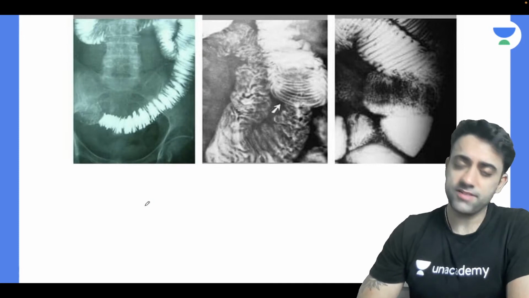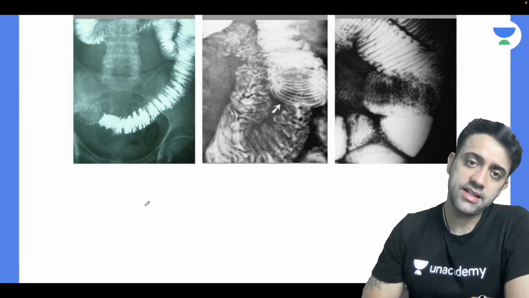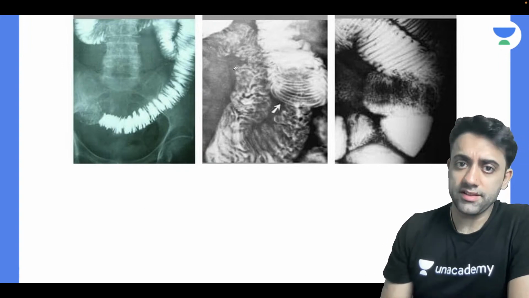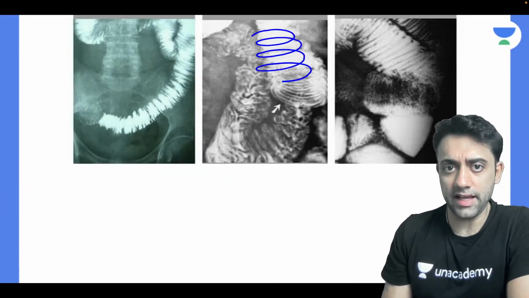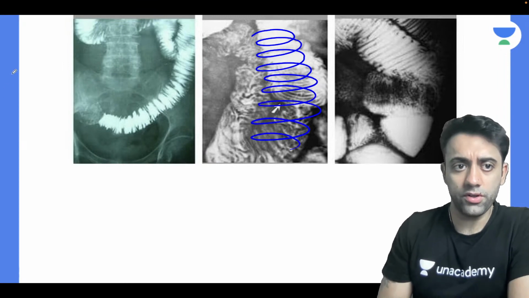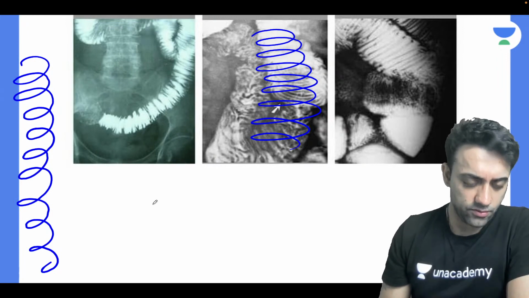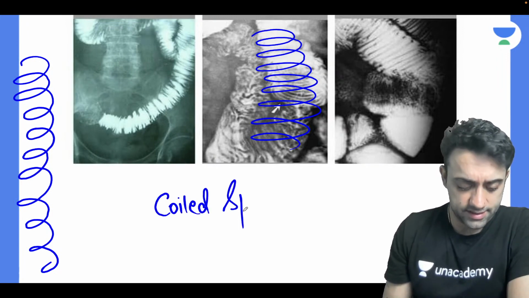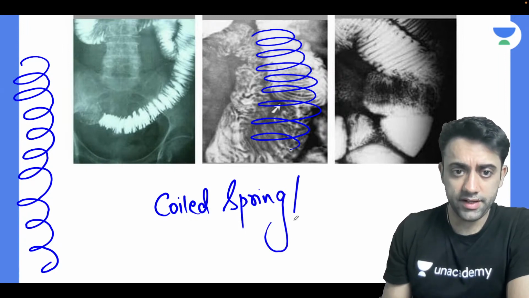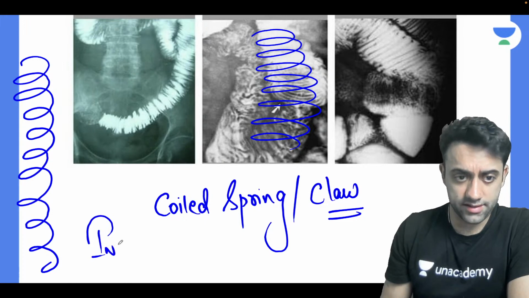If I show you this picture, very important. What can you comment on this picture? What will you write in this picture? It is like this, it is like that. So what do you call this sign if it goes like this? I think everyone knows about it. Have you heard of coiled spring sign? Where do you see coiled spring sign or claw sign? The answer is intussusception. Exactly.